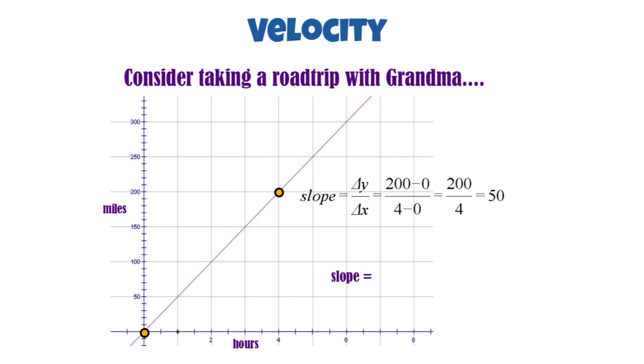Now, if the slope is 50, what does that really mean for my trip with grandma? Well, remember that it's the y's over the x's, and the y's are measured in miles, and the x's are measured in hours. So when we write 50, what we're really writing is 50 miles per hour. The slope is the rate of change, so it's how quickly you're changing, or what your speed, or in this case, velocity, is.